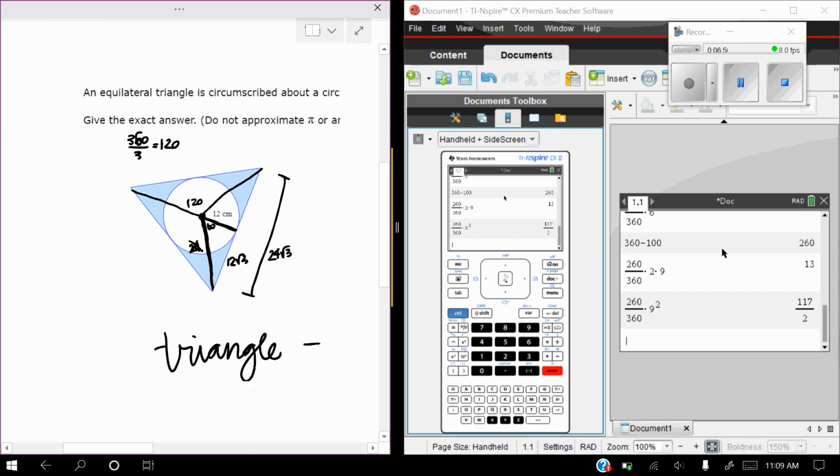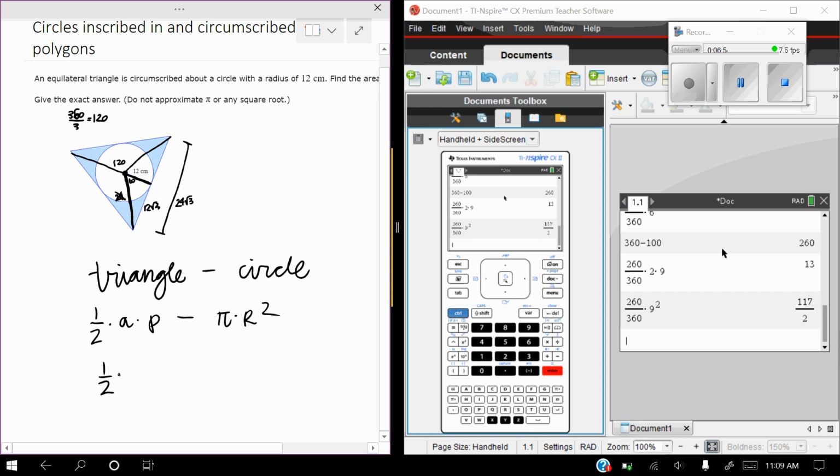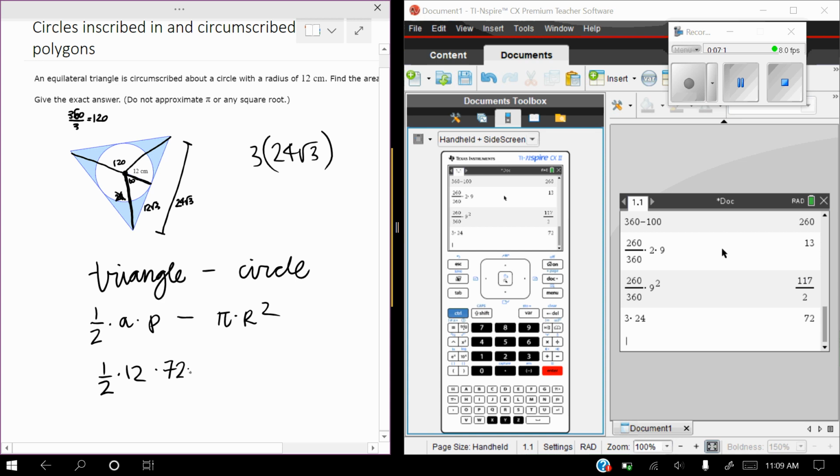And that should be enough to find everything we need, right? So triangle 1/2 times the apothem, which is 12, times the perimeter. And so we know that one side is 24 root 3, and there's 3 sides like that. So I'm just going to go 3 times 24, which is 72. It would be 72 square roots of 3. All right, that's our area of a triangle formula. Minus pi times the radius of the circle, which is 12 squared.